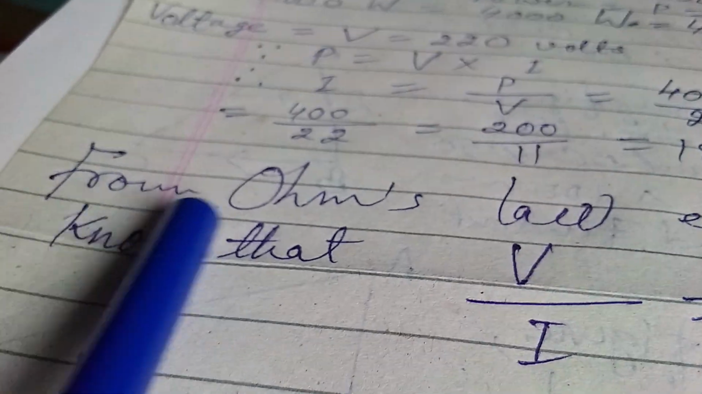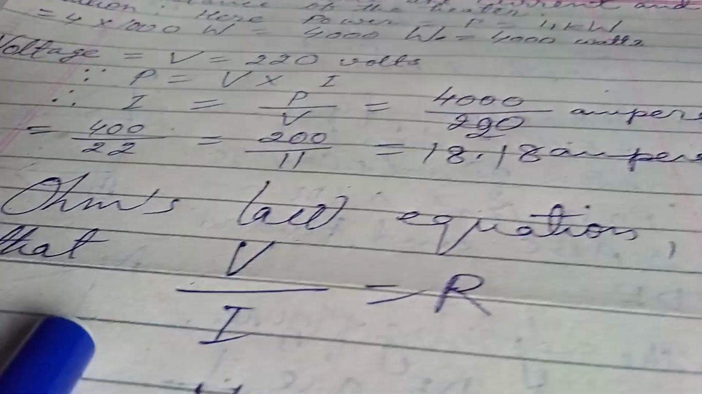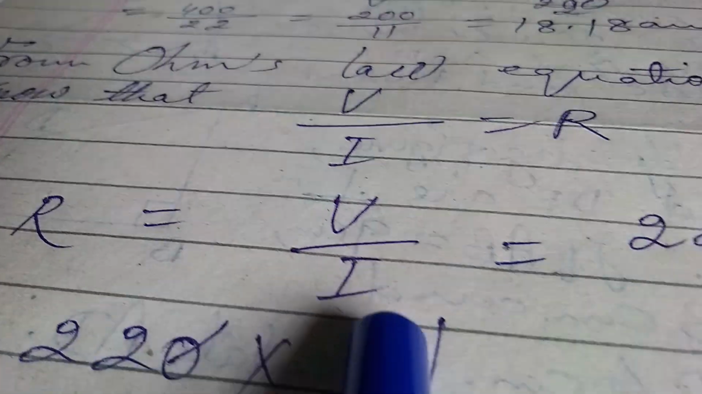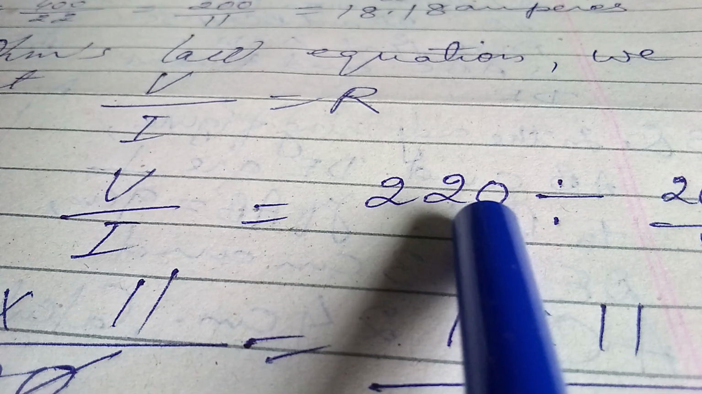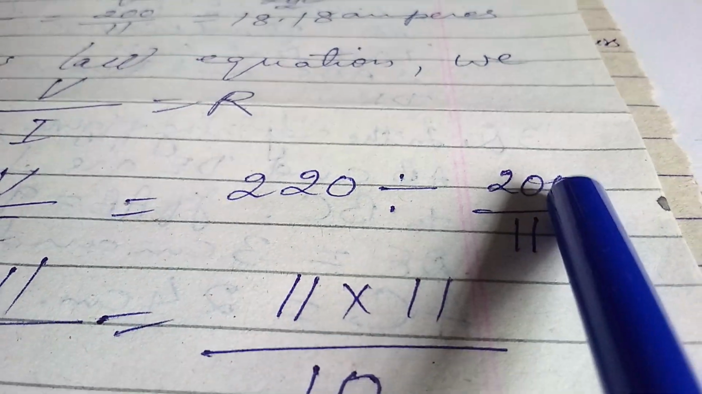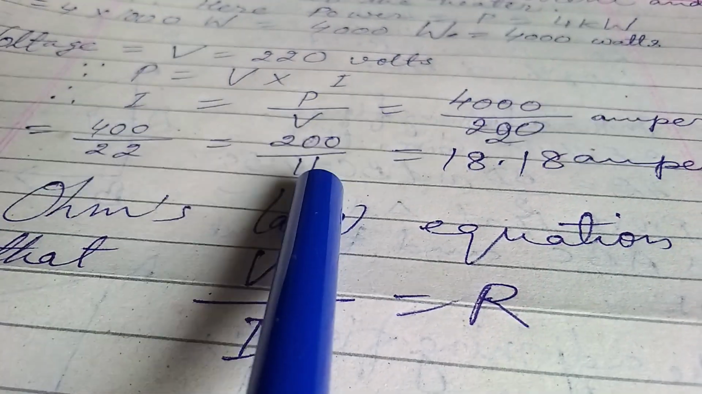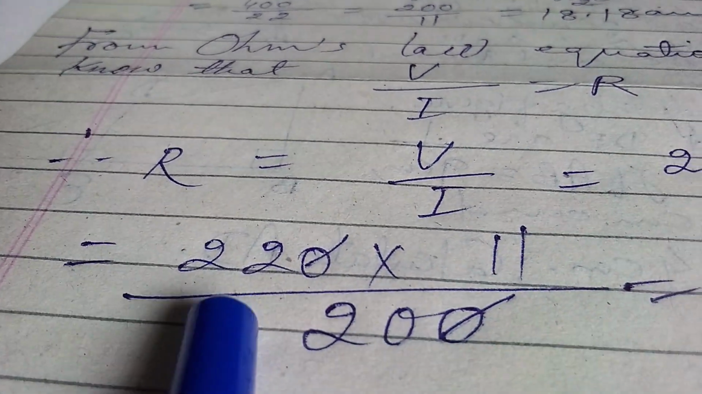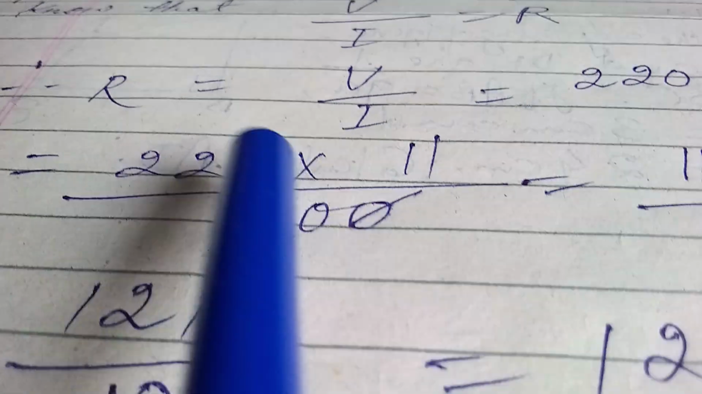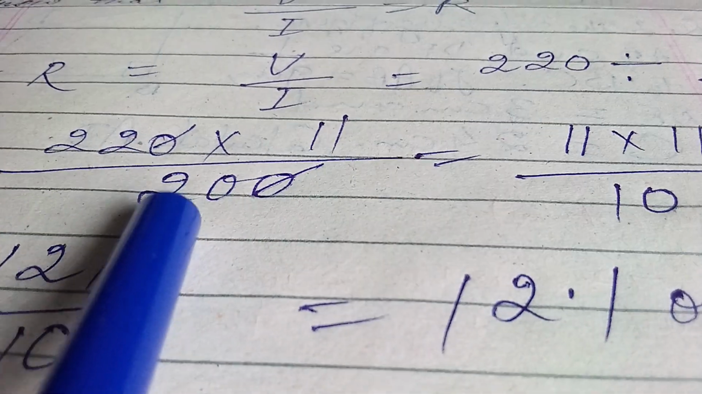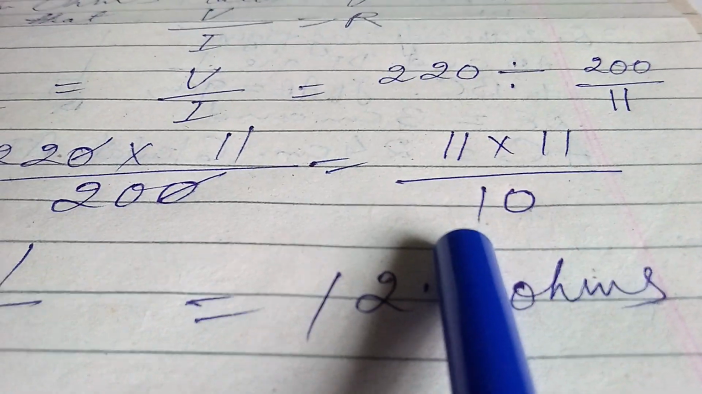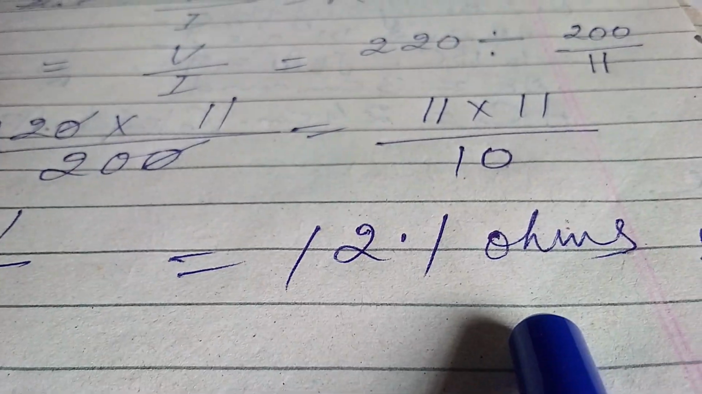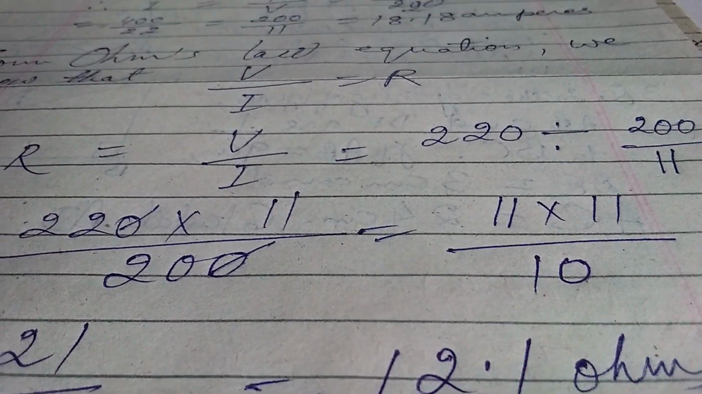Now from Ohm's law we know that V by I equals R, that is R equals V by I, which equals 220 divided by 200 by 11, because we have got I as 200 by 11. Then this becomes 220 into 11 by 200, 0 cancel, and then 11 into 11 by 10, which equals 121 by 10 equals 12.1 ohms. This is the answer.